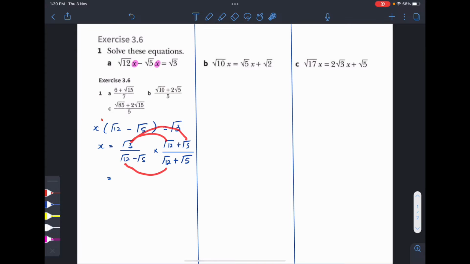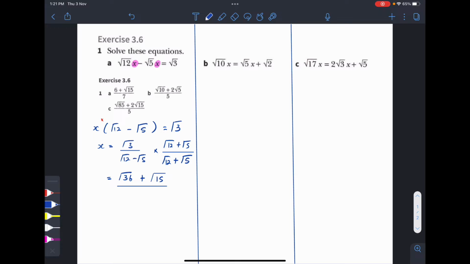If you want to expand it out, this is how you should do it: start multiplying and go for the next one as well. That's exactly what we're doing right now. So root 3 times root 12, what can you get? You get root 36, plus root 3 times root 5 is root 15, over the bottom part.